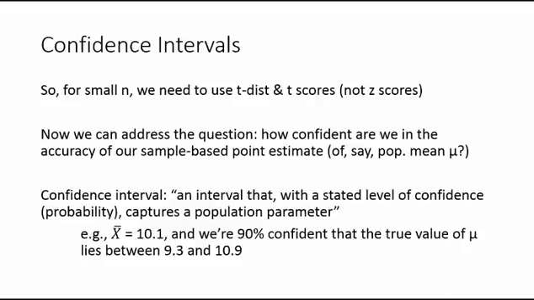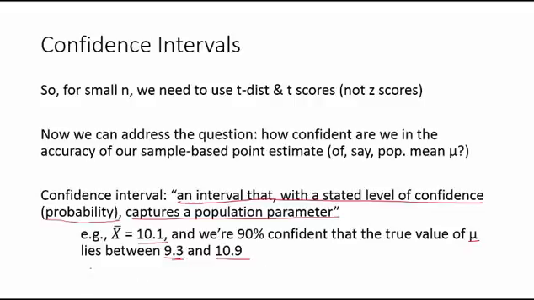Now here's the textbook definition. Confidence interval: an interval that, with a stated level of confidence in terms of probability or percent, so we'll say something like 90%, captures a population parameter. So for the example I was using above, if our sample mean, x bar, is 10.1, we can say we're 90% confident that the true value of the population mean is between 9.3 and 10.9.